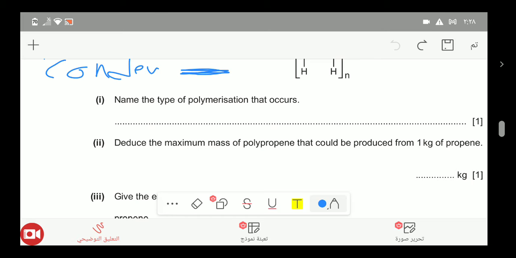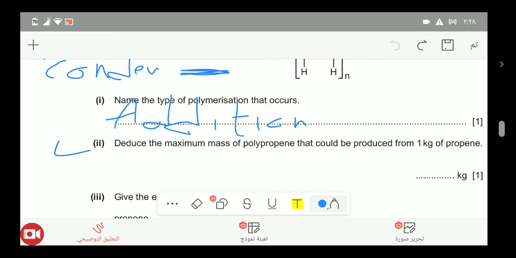So name the type of polymerization. The type of polymerization here is called addition polymerization, as I said several minutes ago. Addition, because we add many hydrocarbons to each other. Addition polymerization.